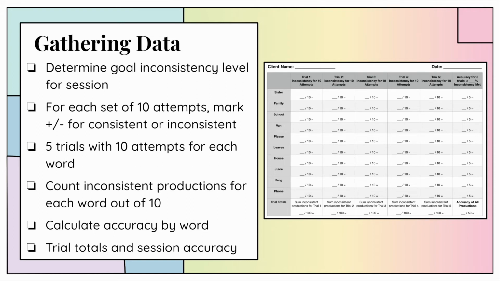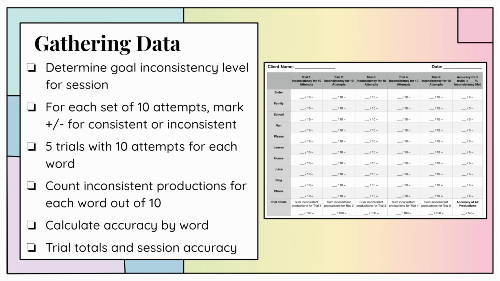The only thing that needs to be actively marked during the session with the client is a plus or a minus to note consistent or inconsistent production of the target word. All the calculations and determining inconsistency percentages and accuracy percentages can all be done after the client has left. Really, the main focus needs to be on attending to the client and giving them feedback for any errors that are made promptly and effectively.